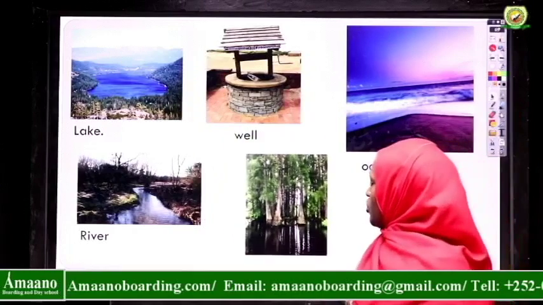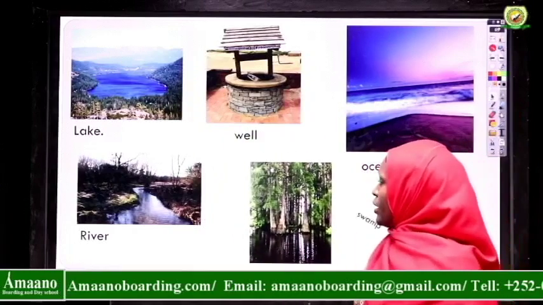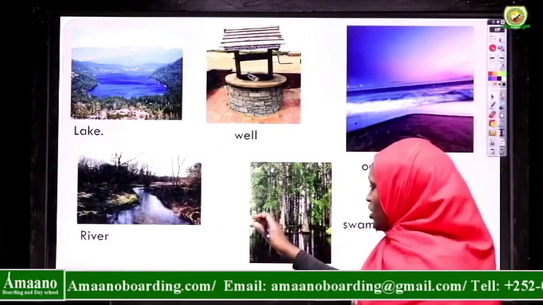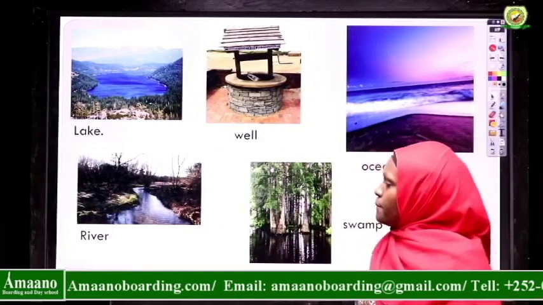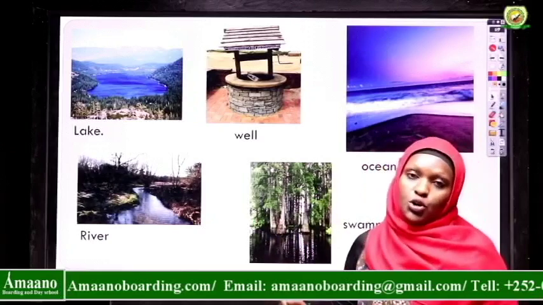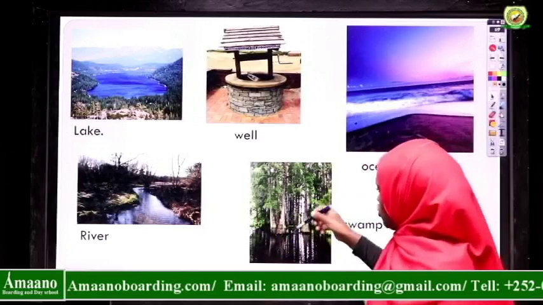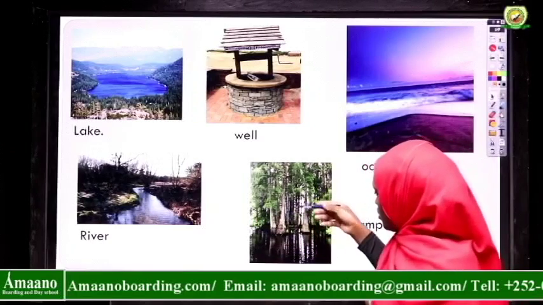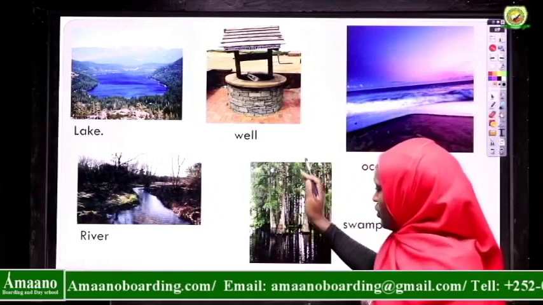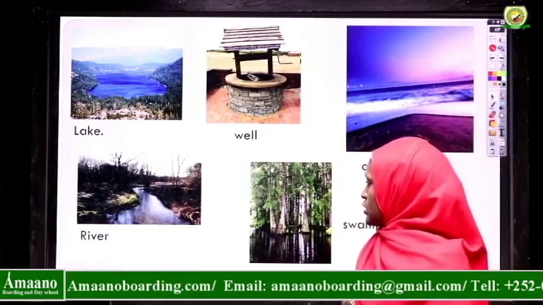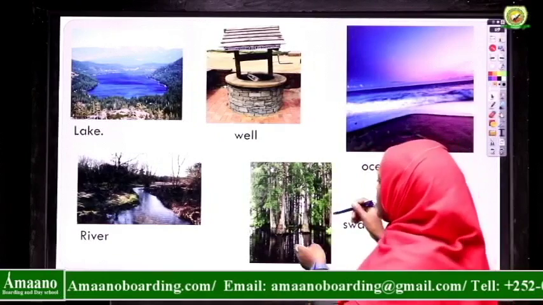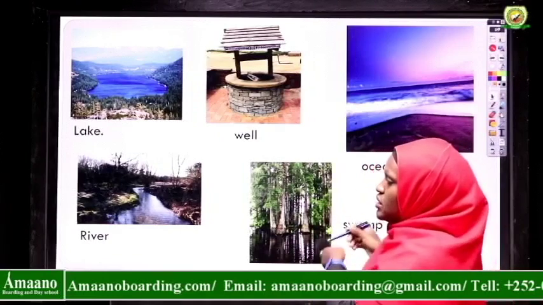Next source of water, we have swamp. Now swamp is a large area with water, but inside that water there are trees growing in it. You can see there are trees here. We have these trees growing in this water. So the swamp is a large area covered with water, and it has trees and plants growing in it.